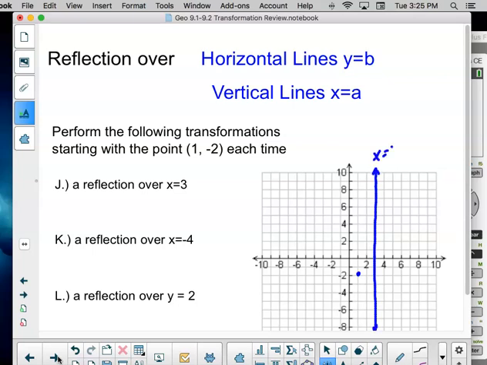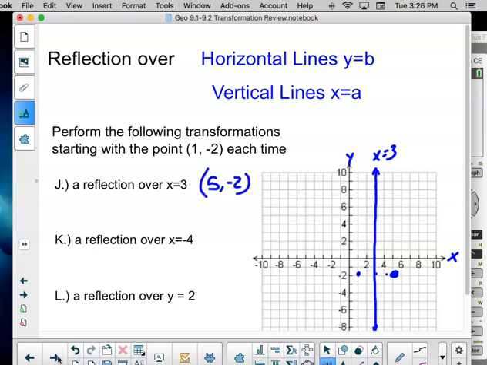This is x equals 3, which crosses the x-axis at 3. This is x, this is y. Okay, so how far is it away? It's 2 units away, so it's 2 units on the other side. That's my reflection at (5, -2). So it's now at (5, -2). My image is now at (5, -2).